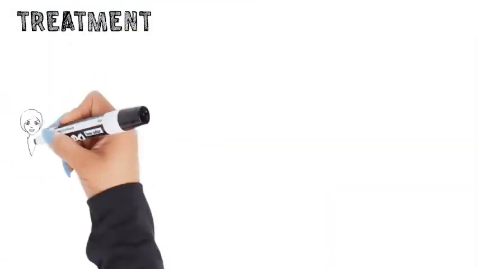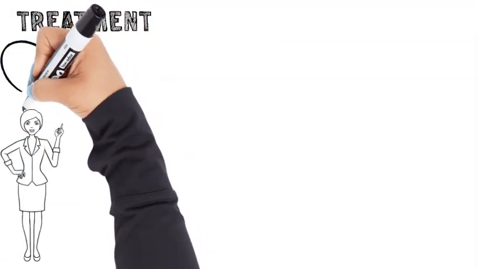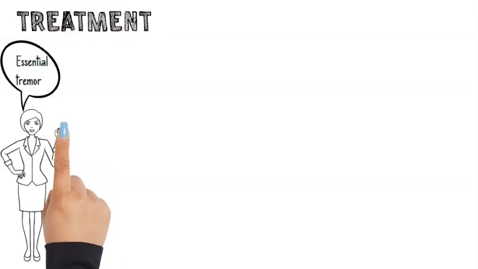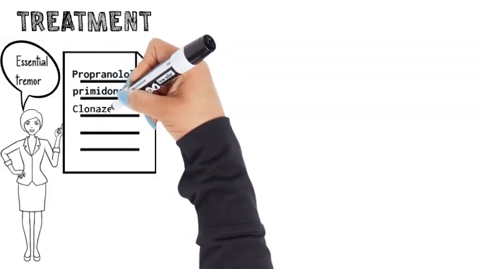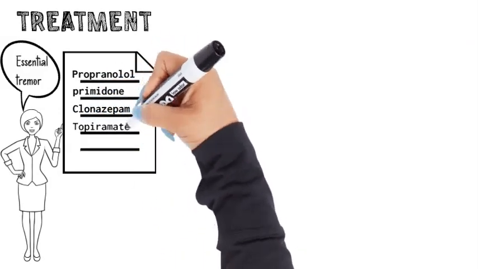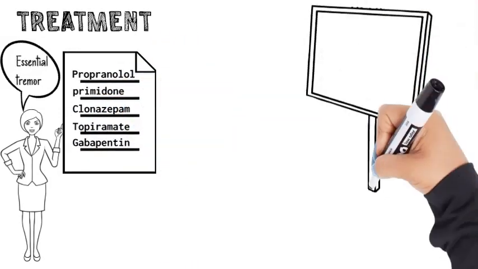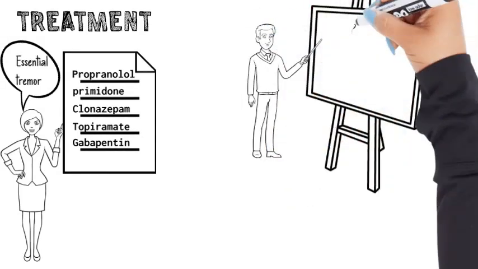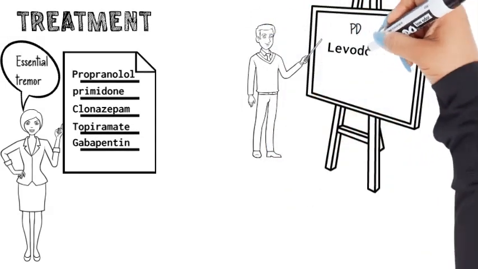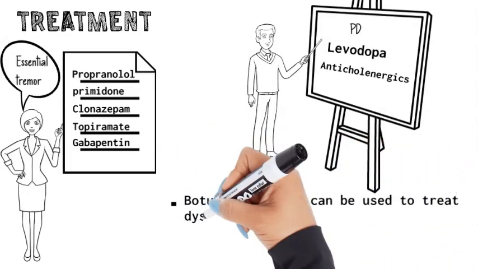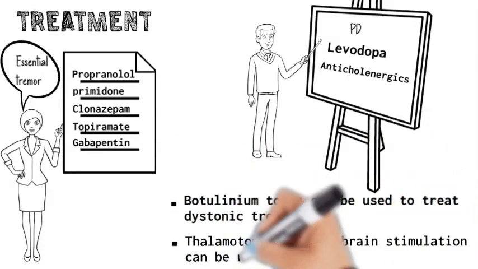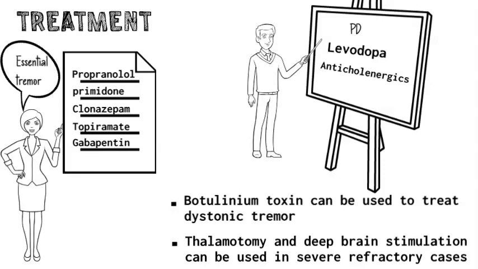Treatment of a tremor varies according to its underlying cause. Essential tremor is best treated with medication like propranolol, primidone, clonazepam, topiramate, and gabapentin. Parkinson's disease tremor is best treated with dopaminergic treatment and anticholinergics. Botulinum toxin can be used to treat dystonic tremor, and thalamotomy and deep brain stimulation can be used in refractory cases.